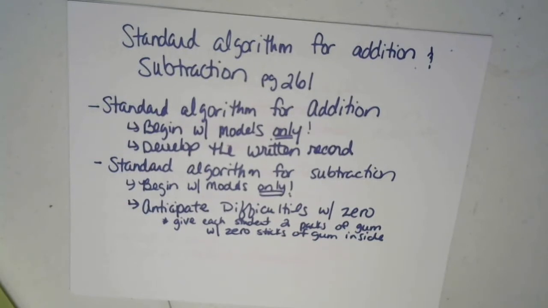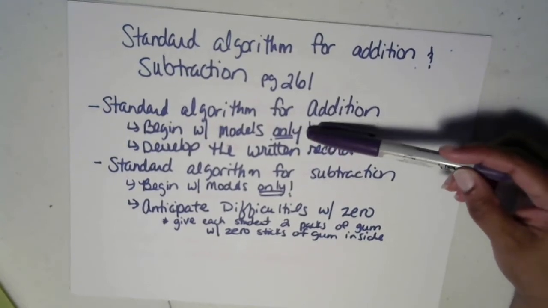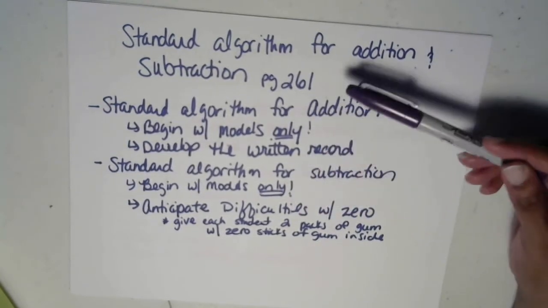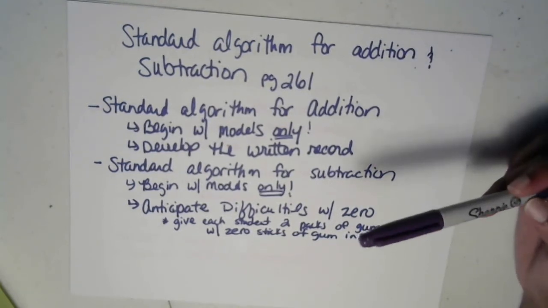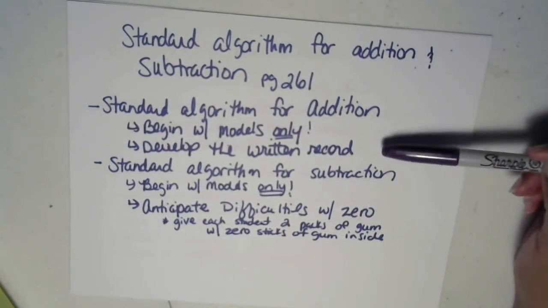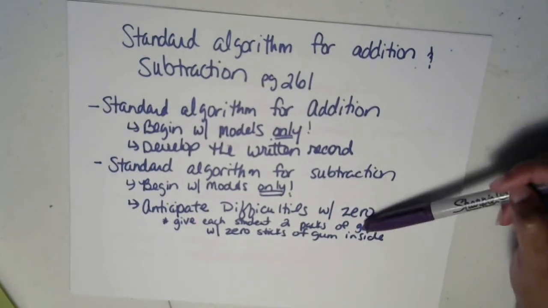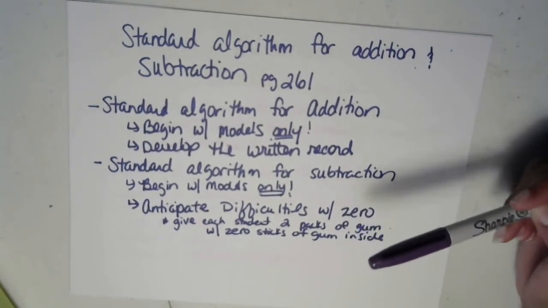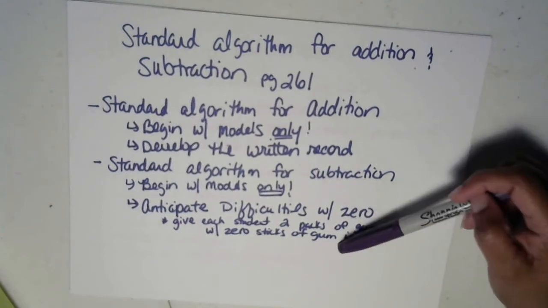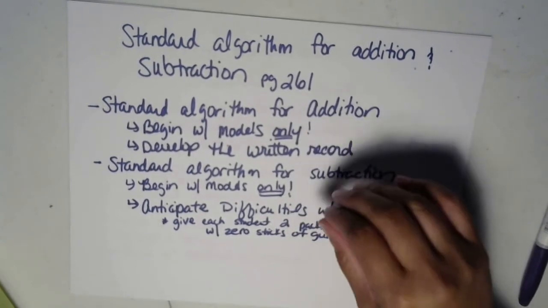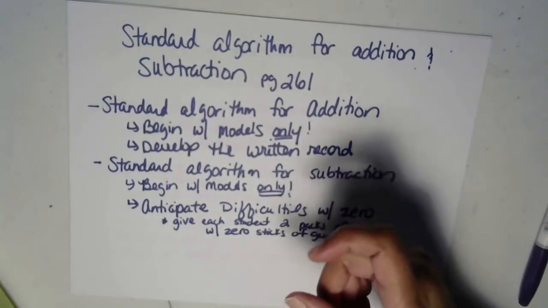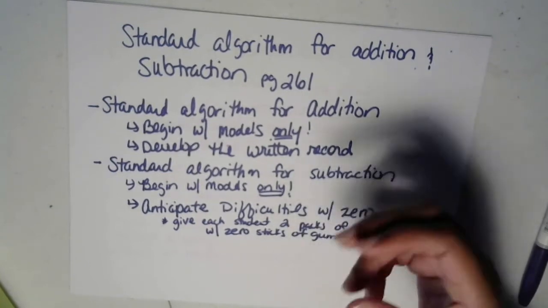Standard algorithm for subtraction. So this is for addition. For addition, you model. For subtraction, you model. For addition, you want them to develop that written record. For subtraction, we want them to develop the written record, but we also want to anticipate the difficulty of zero. That concept of zero. So last night while I was doing my thinking on my lecture, I thought about how students struggle with that concept of zero.